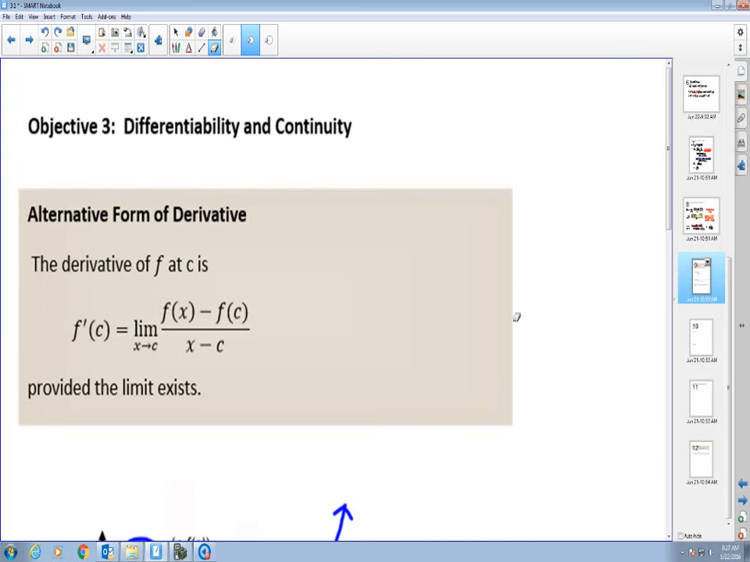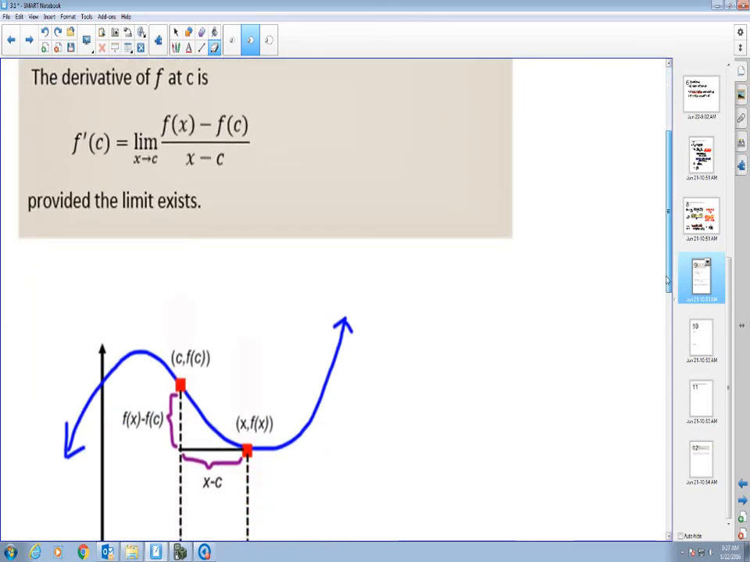If you're continuous in a closed interval, that means your function is also differentiable on that closed interval.